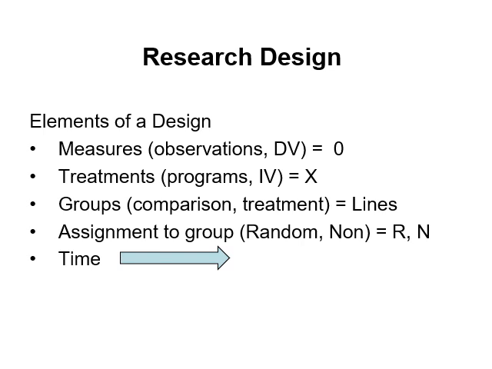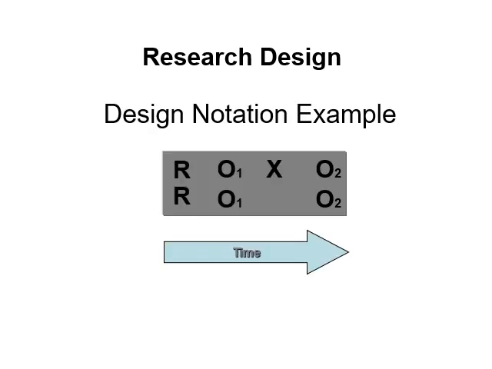So we're now going to talk about some of the designs we can use using these components, measures, treatments, groups, assignment, and time, to make a better study that can get at hopefully a little bit better understanding of what we're actually interested in looking at. So this is that very simple random assignment, true experiment that I talked about earlier, but also with a pre-test and a post-test. So we've got 2 lines, that's group 1 and group 2.